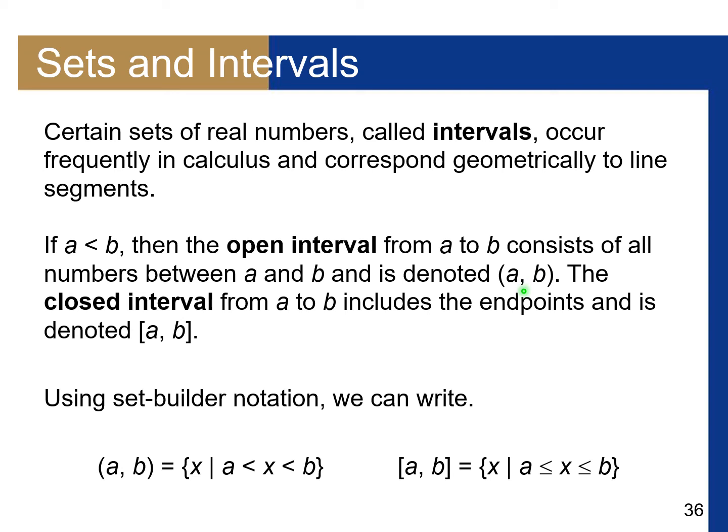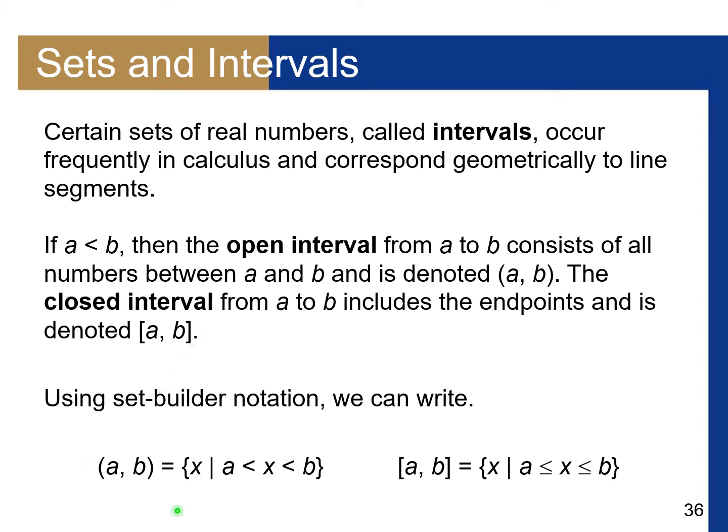Again, this is interval notation. This is not a coordinate. This is interval notation. Now, if it's a closed interval, meaning that it would include A and B, then we're going to use these square brackets to say that we want to include the A and the B.